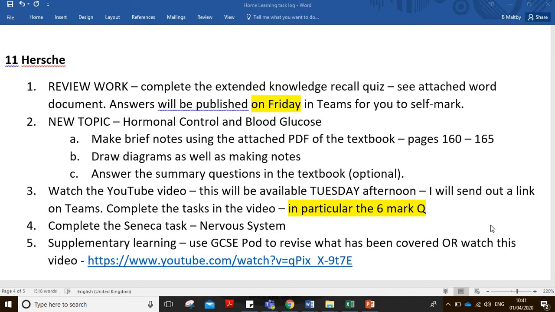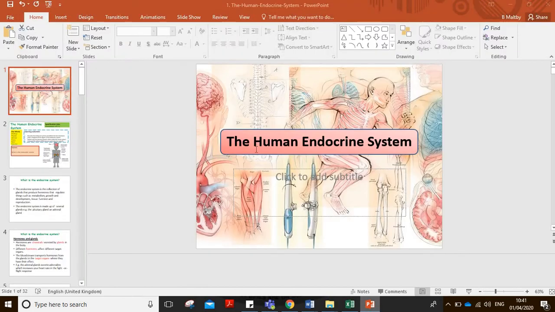Okay, so we're now going to move on to the part of task 3 today, which is looking at the video, and that's going to be released today. After the video, you can complete the Seneca task, which is a review task, bringing things together, and then you've got some supplementary learning to have a look at, as well as the YouTube video link there. Okay, so straight into the PowerPoint then.